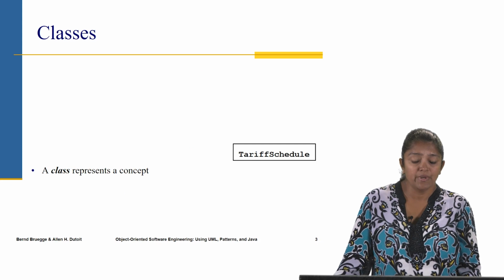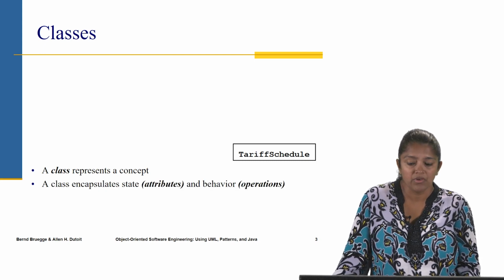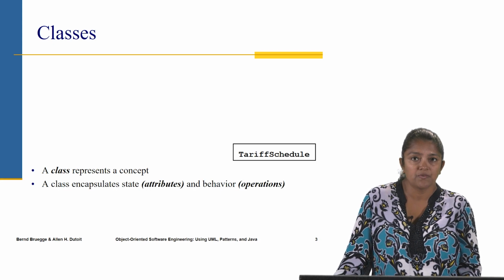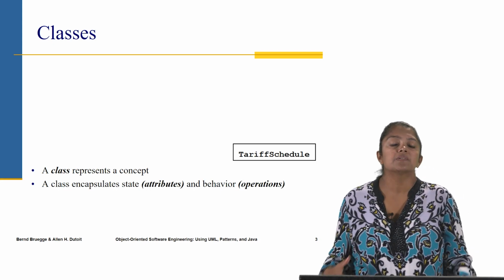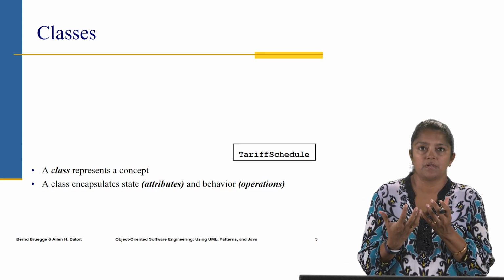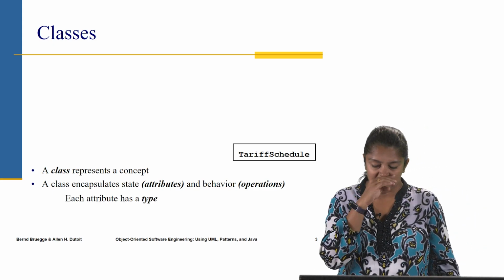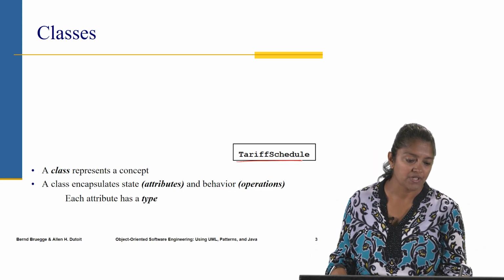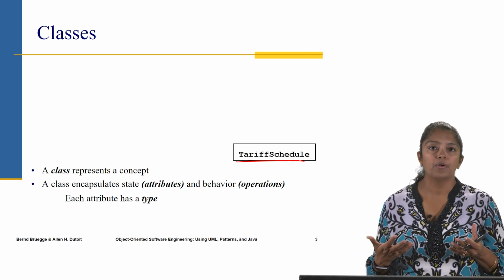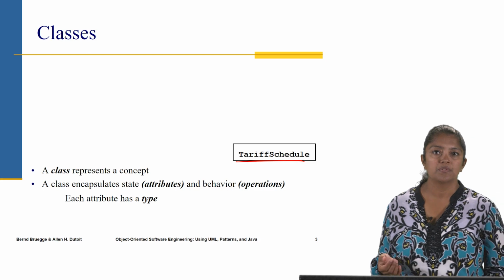A class basically represents a concept, any concept in the software system, that has some attributes and certain behavior. The purpose of the class is to describe all of these similar objects that have the same attributes and the same kind of behavior. Really that's the purpose of a class, and an example is tariff schedule. That's a class to hold all kinds of tariff schedule objects which have the same kind of attributes and behavior.